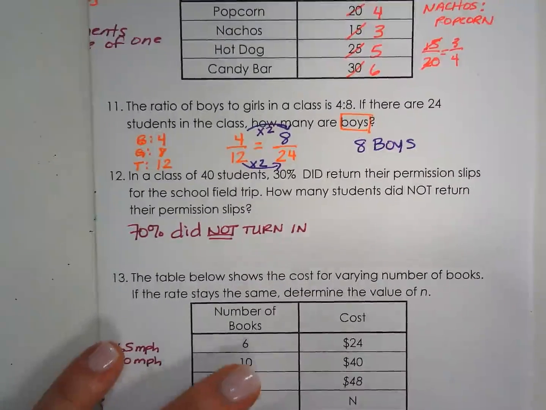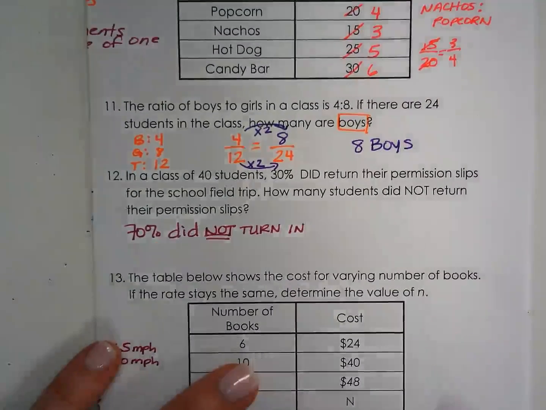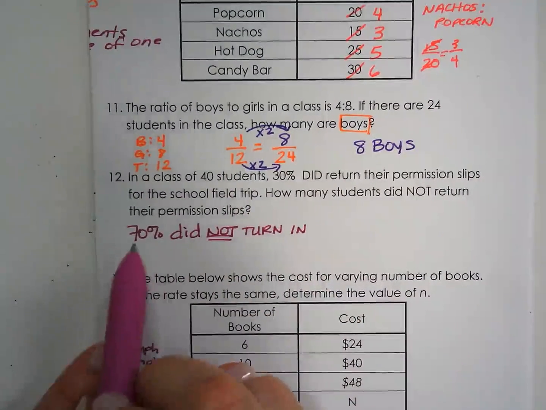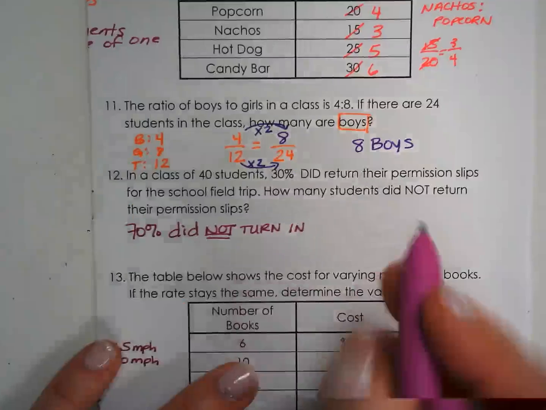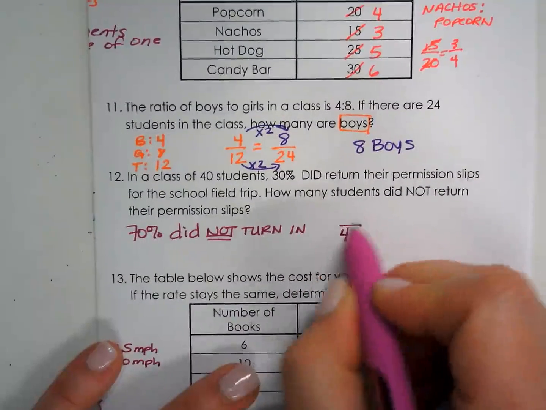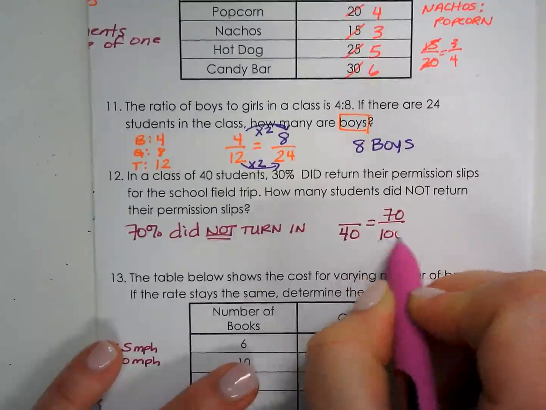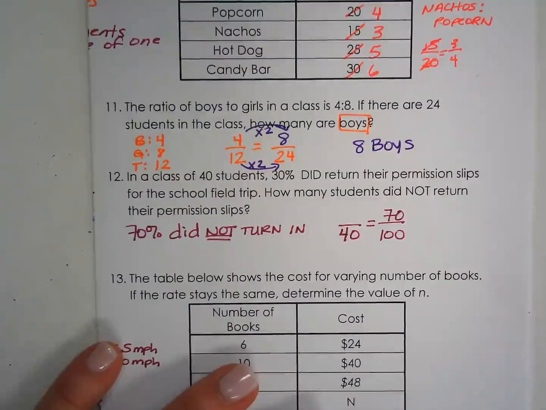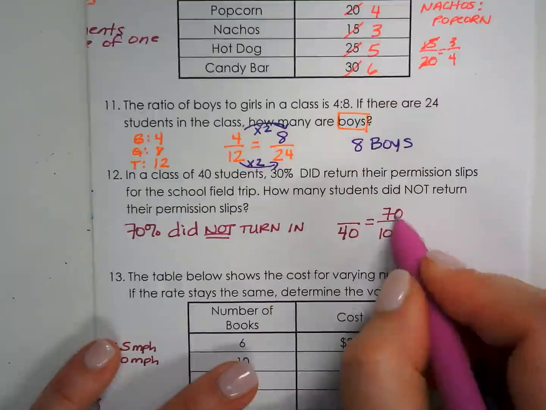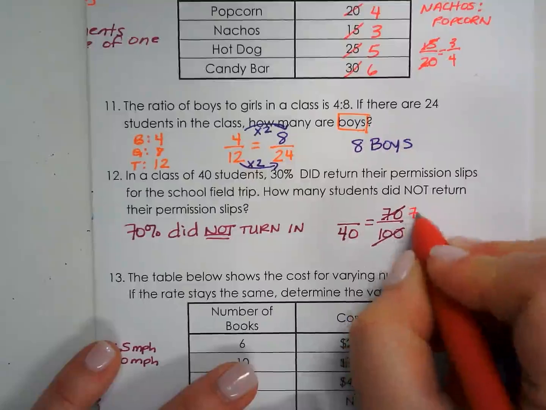There's 2 different ways I'm going to solve this problem. I'm going to use our proportion, and I'm also going to use multiplying just so we can reinforce that concept. So if 70% did not turn in, we know that out of the 40, we want to know how many students would represent 70%, and percentage is always out of 100. Again, we can simplify by a factor of 10. So we're going to get 7 and 10.